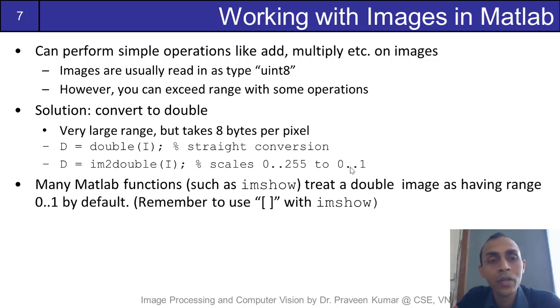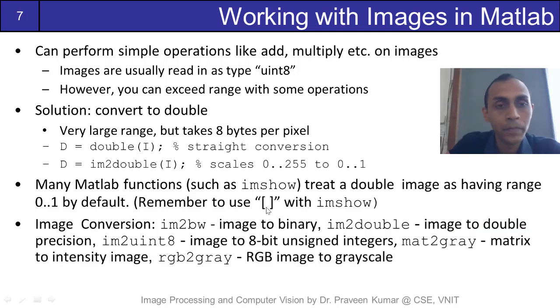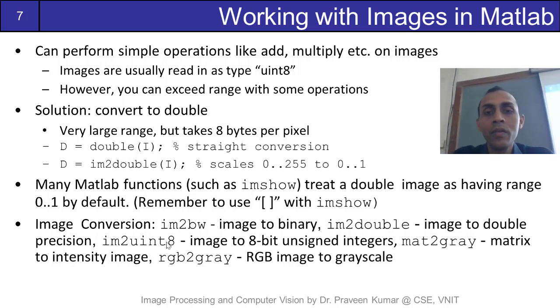So this I've already shown. When you are using a double image, you have to adjust the display with this. There are many image conversion and utility functions. For example, if you want to convert color into gray, you can call the function rgb2gray. Similarly, if you want to convert into a binary image or a floating point image, there are functions to do that, and they may be useful depending on the operations that you want to do. We'll show them when we do some operations.